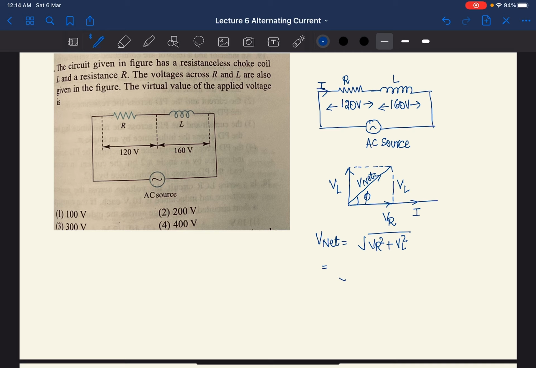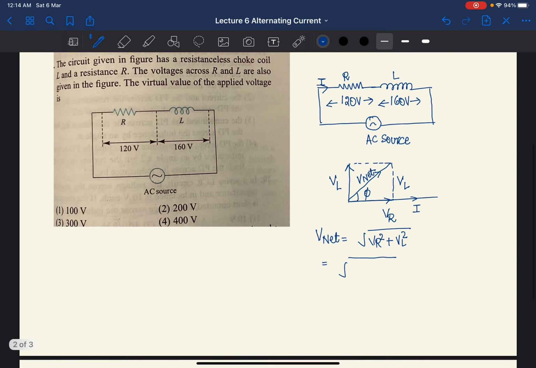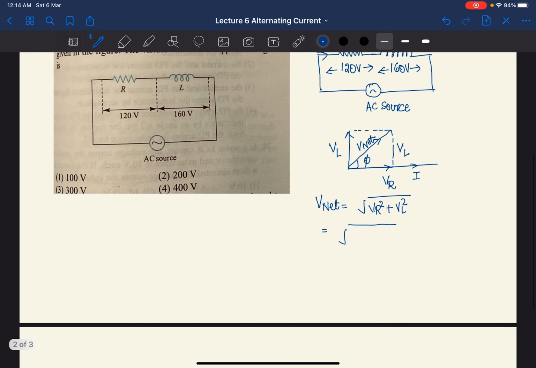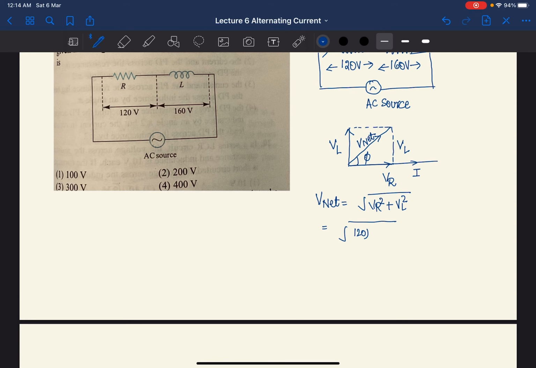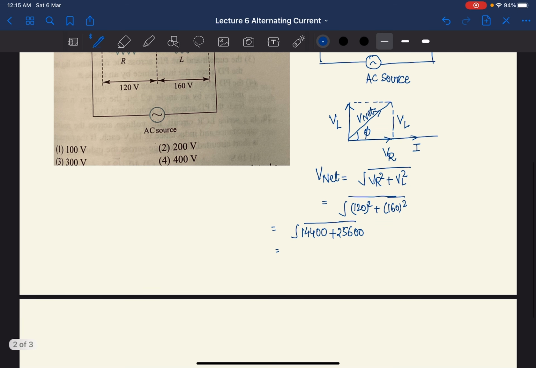So this will be equal to the square root of VR squared, where VR is given as 120, so 120 squared plus 160 squared. If we calculate, it is the square root of 14400 plus 25600. If you calculate the square root of this, it will be around 200 volts. So the second option is the correct answer here.